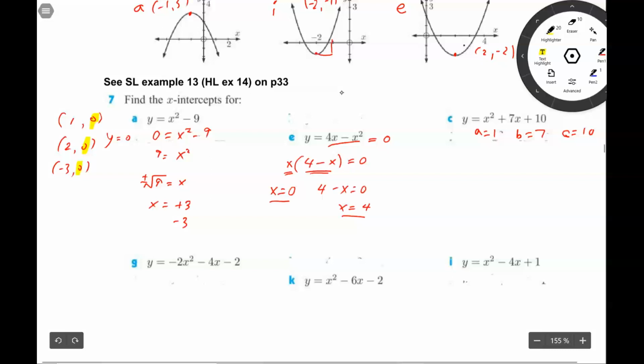So I got that b equals 7 and c equals 10. So if I put that into the quadratic formula, it would give me, remember the quadratic formula is negative b plus or minus the square root of b squared minus 4ac. You don't need to memorize it for this class because it's in the formula sheet.